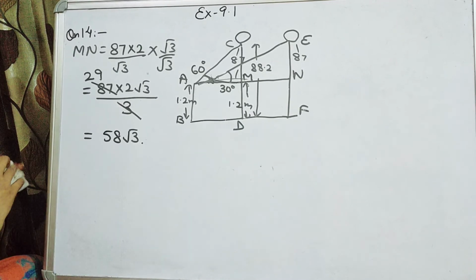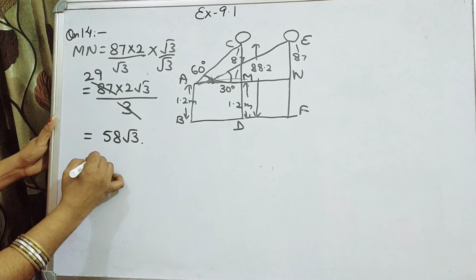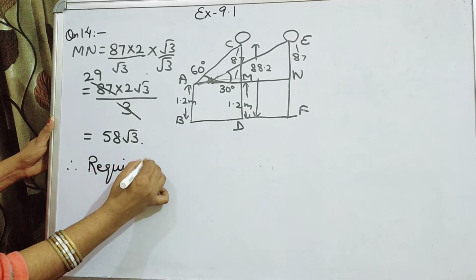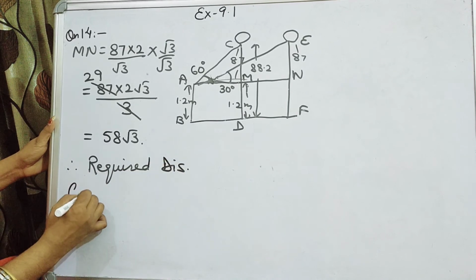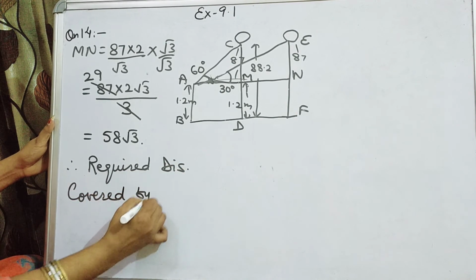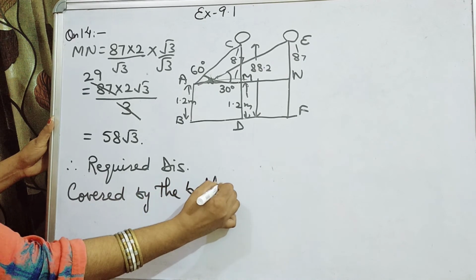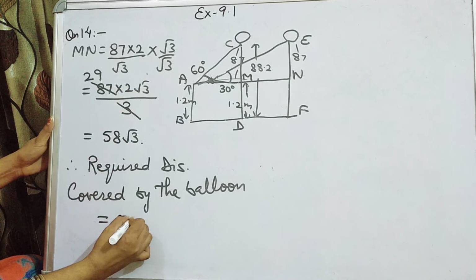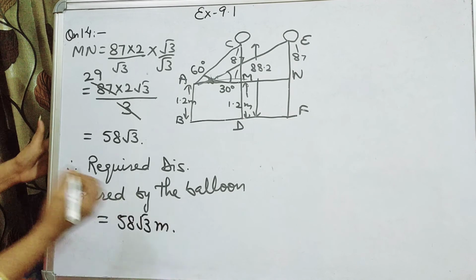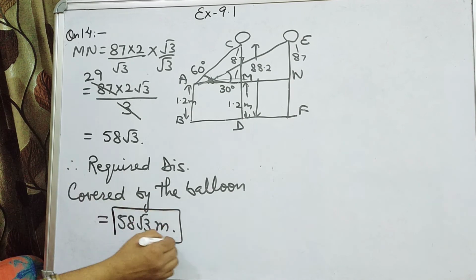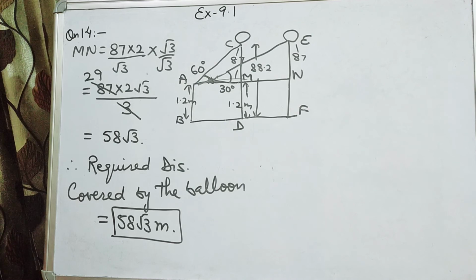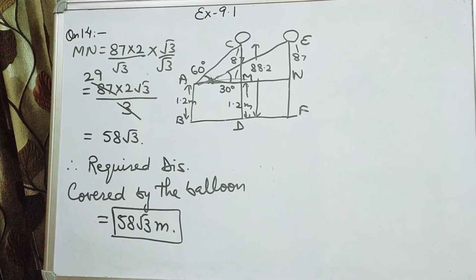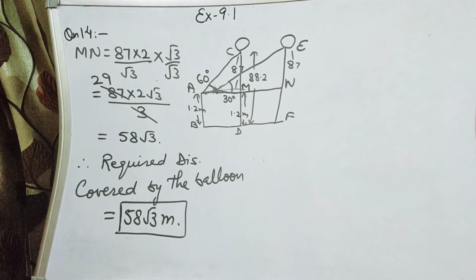So at last we just have to write that the required distance covered by the balloon is 58 root 3 meter. So this will be the answer. It is better to put the answer in a box, because you are board students and have to highlight your answers so that the examiner can see the answer properly, right? So this is all about this question, and thank you.